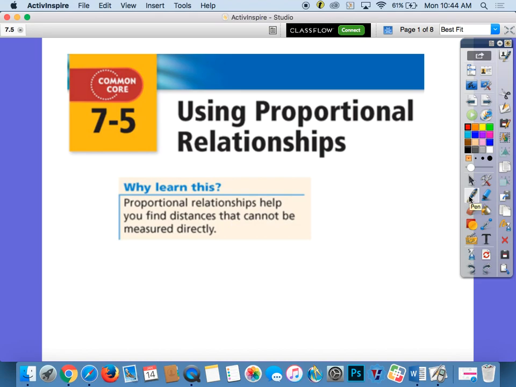Alright guys, so this is going to be our last section, and we're going to use proportional relationships in order to basically do measurements.